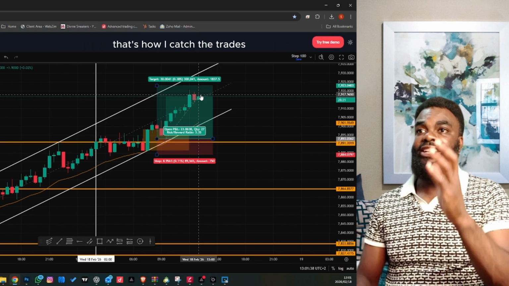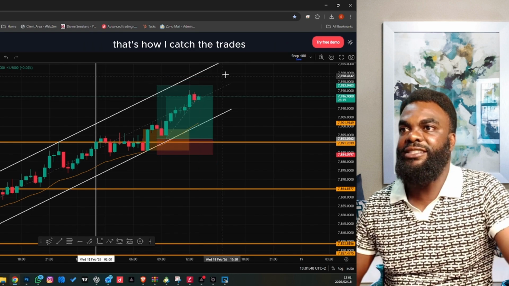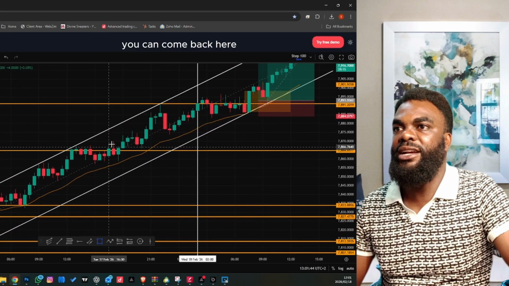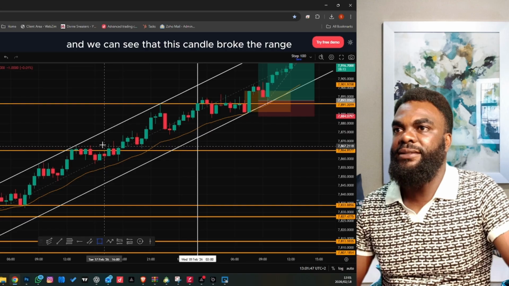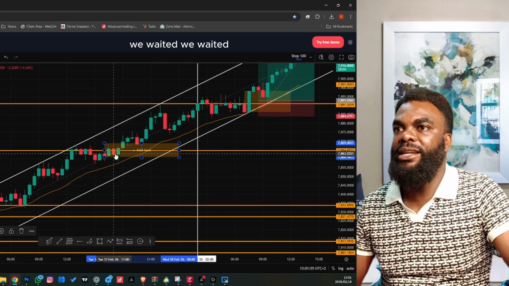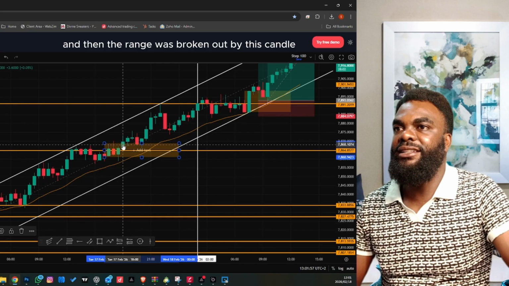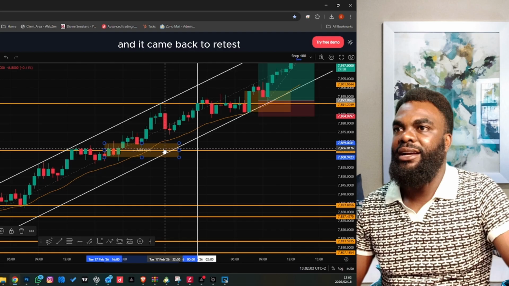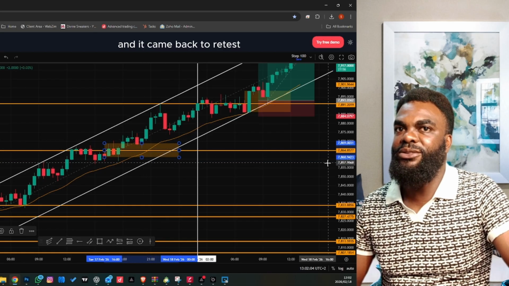That's how I catch the trades. Significant candle, range breakout. You can come back here and we can see that this candle broke the range. We waited, and then the range was broken out by this candle, and it came back to retest.